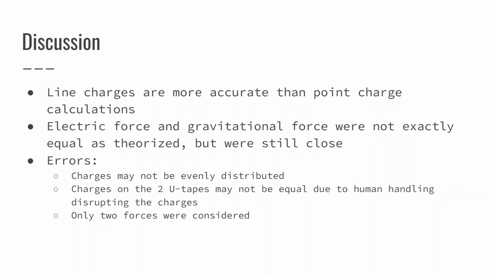Some errors that could have been prevented in this lab are that the charges may not have been evenly distributed on the tape, which would affect the calculations a little bit in the code. Also, the charges on the two tapes might not be equal due to human handling disrupting the charges, as we discussed in the first lab. And only two forces were considered in the y direction, so any outside components may have caused the gravitational and electric forces to not be equal.